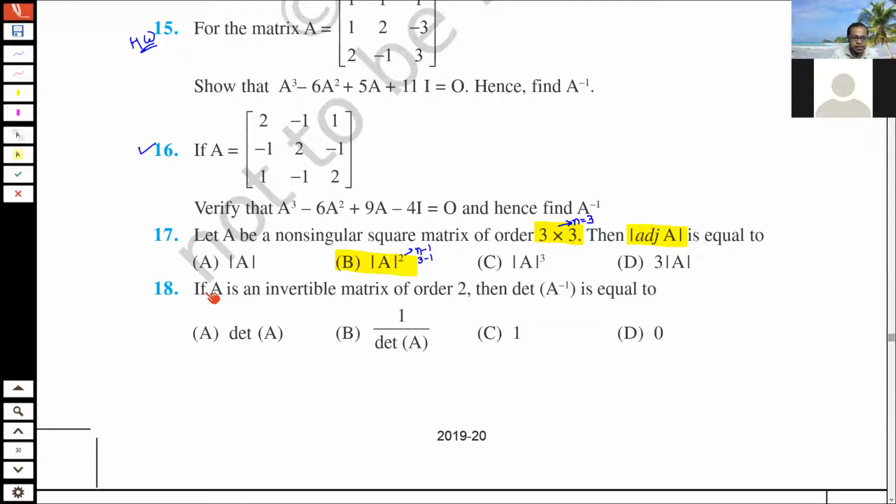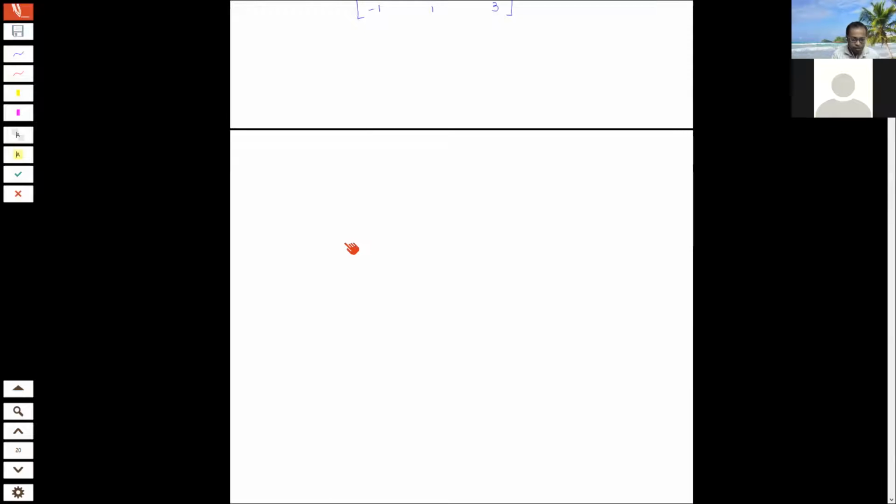Question 18 says that if A is an invertible matrix of the order 2, then determinant of A inverse. Now, let me explain with one example so that you can understand in a better way. Let's take any example. Let's say I have my matrix like 1 2 3 2. So determinant of A will be what? 1 2s are 2, 3 2s are 6, with a minus sign in between, it will be -4.